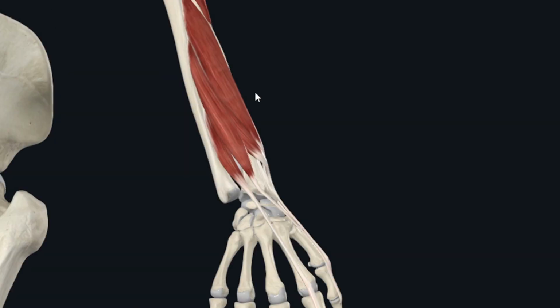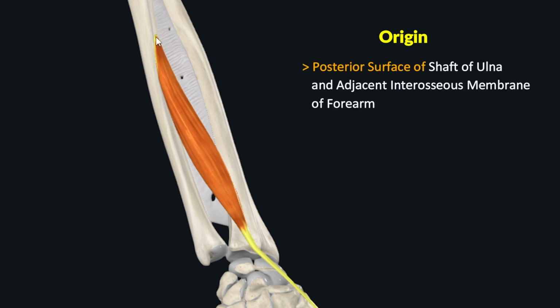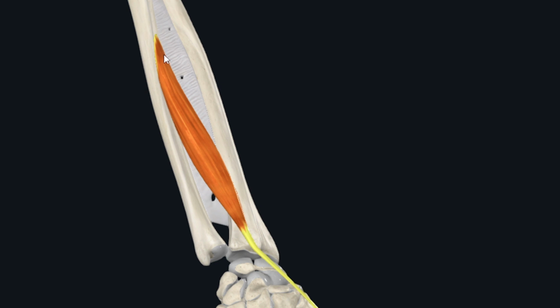So now moving further medially towards the fourth muscle of the deep layer, which is the extensor pollicis longus muscle. So the extensor pollicis longus muscle has got its origin from the posterior surface of the shaft of ulna and the adjacent interosseous membrane of the forearm. And then after origin, the muscle fibers of this muscle run down inferiorly over the posterior aspect of the forearm and form a muscle tendon at the distal forearm.